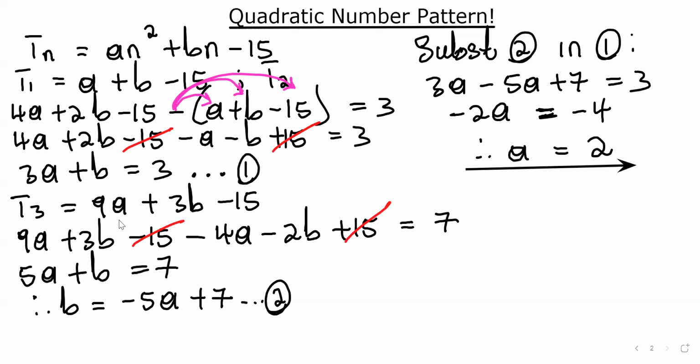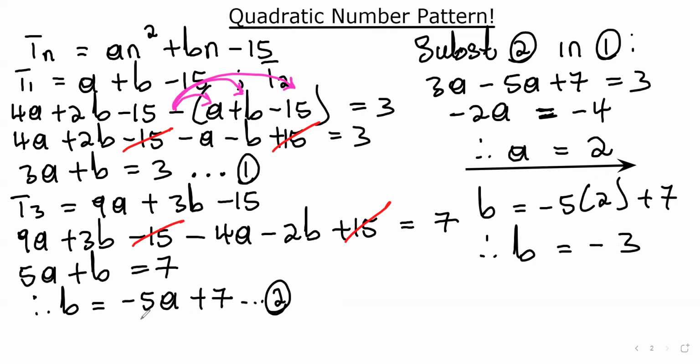So now that we know the value of a, it's very easy to find the value of b. So we have -5 into 2 plus 7. Of course, this is -10. -10 plus 7 is just going to be -3. Exactly as we found the value of b in the previous example. So both of these methods are actually correct, but the first one that we used was the quickest way to do this question.